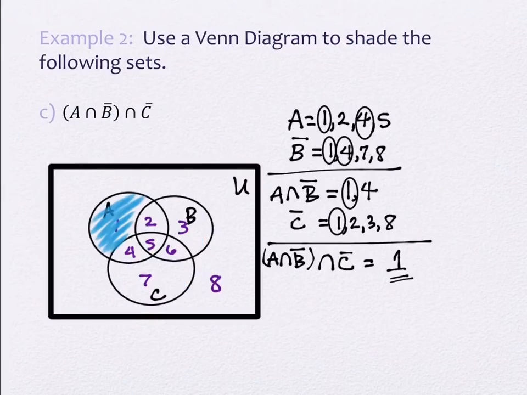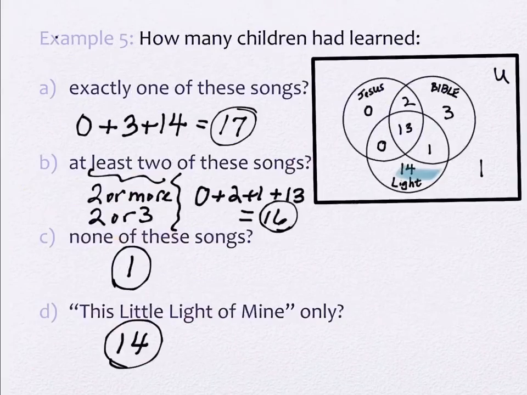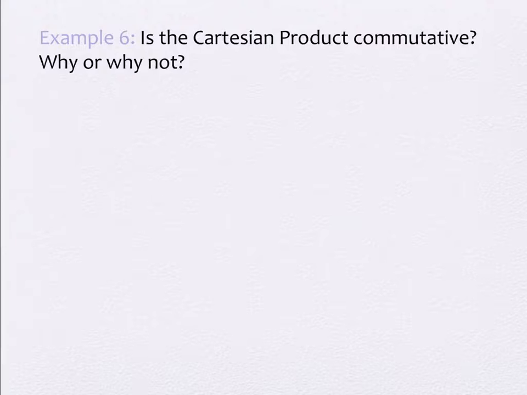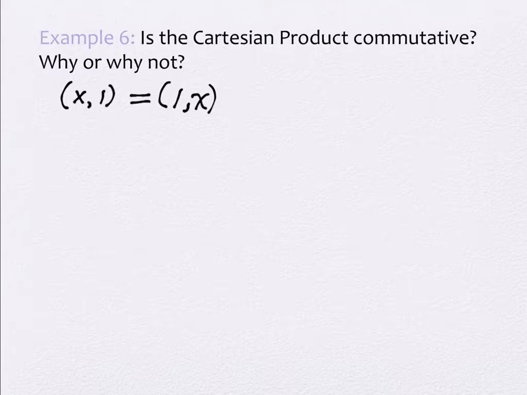Now, commutative we've talked about as well. Not at length, but we have talked about commutative. Commutative is the idea of switching numbers around. So we've talked about how addition is commutative, right? 5 plus 2 is the same as 2 plus 5. Well, in order for the Cartesian product to be commutative, it would mean that the ordered pair, for example, from the last example, x1, is equal to the ordered pair 1x. That when we switch the ordered pairs around, we have the same thing. What do you think? Is that true?